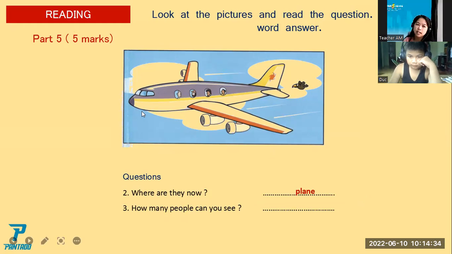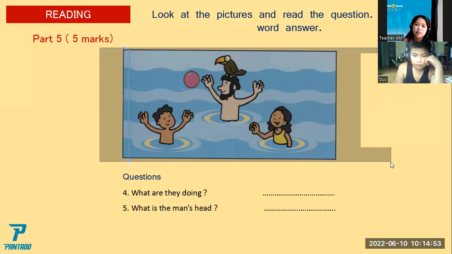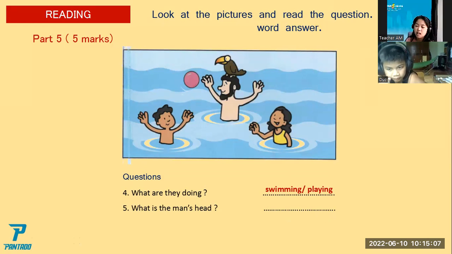How many people can you see? It's four people. Okay, there are four people. Okay, that's correct. So now let's proceed with number four and five. What are they doing in the picture? What are they doing? They are playing ball. Okay, so they are playing or swimming. What is on the man's head? It's a bird. Okay, it's a bird.